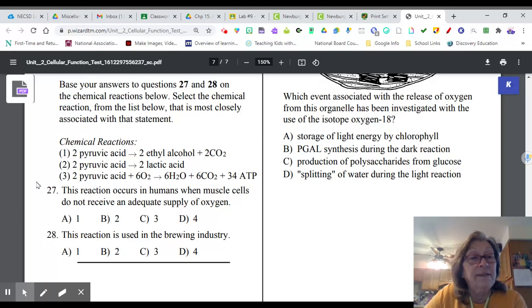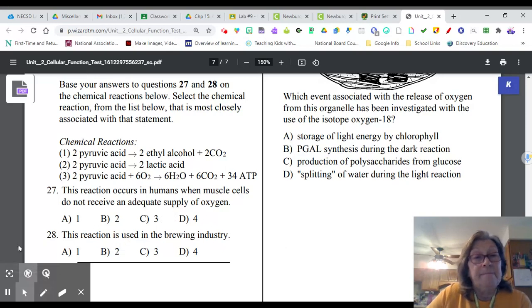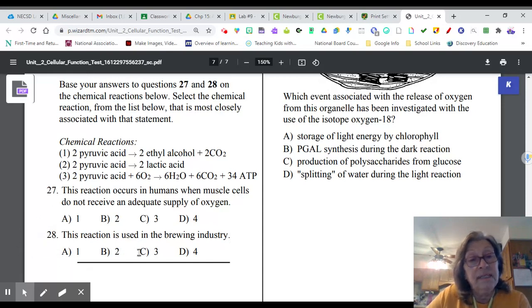Number 27. This reaction occurs in humans when muscle cells do not receive an adequate supply of oxygen. Is it number 1, number 2, number 3, or number 4? Number 28. This reaction is used in the brewing industry. A, 1, B, 2, C, 3, or D, 4.